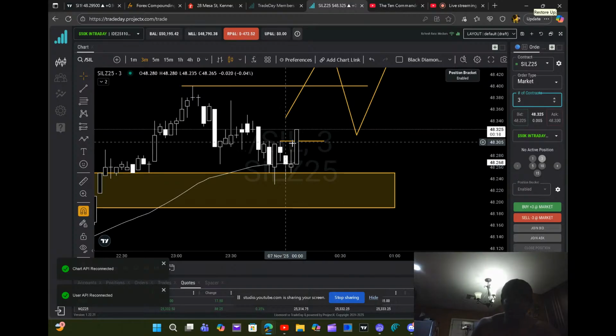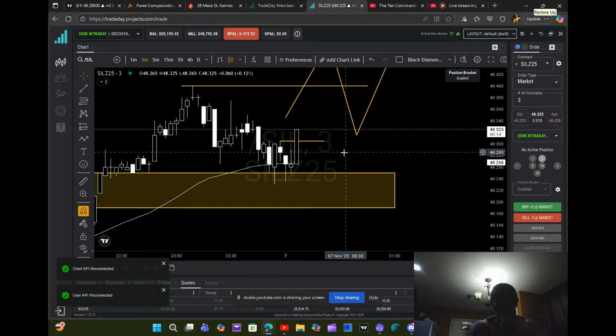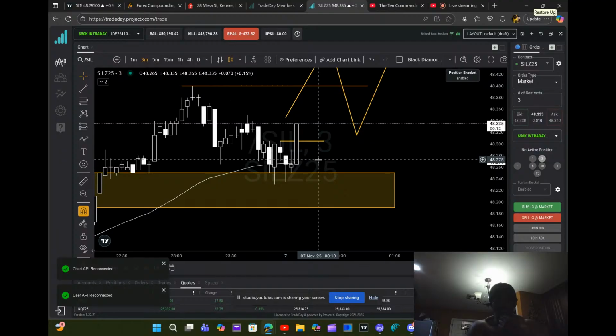All right. So we broke above here. Like I said, we break above there. I think this might be the trade. Look, it's starting to run away from me. We'll just wait for a pullback.